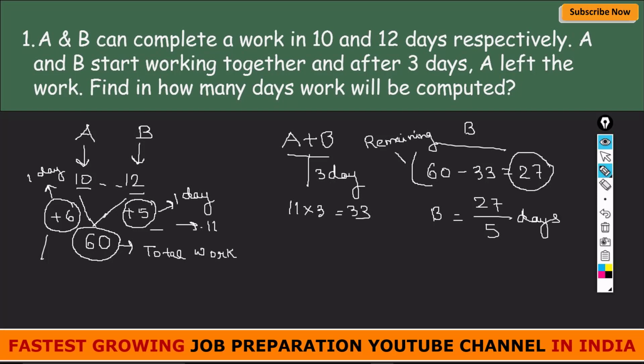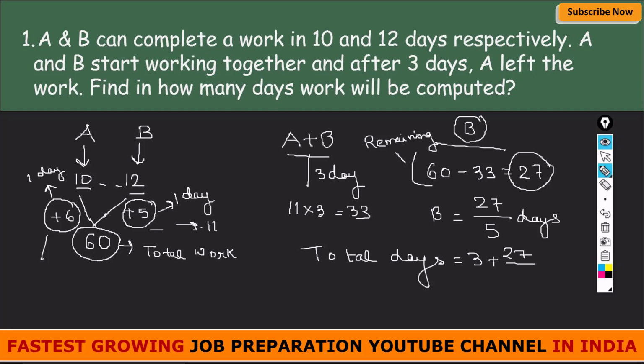Now what my question demands is, in how many days will the work be completed? Again I want to mention here, it won't be computed, it will be completed. So how many days? Total days equal to, both of them worked for 3 days, so 3 plus the remaining work was done by B in how many days? 27 by 5 days. Exactly, here we'll write 27 by 5. Now you do 15 plus 27 by 5, and it will come to 8 2 by 5 days.